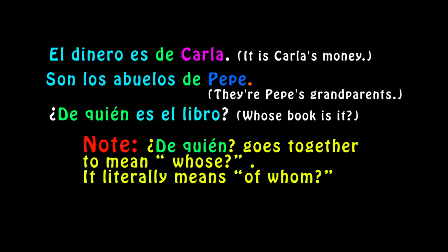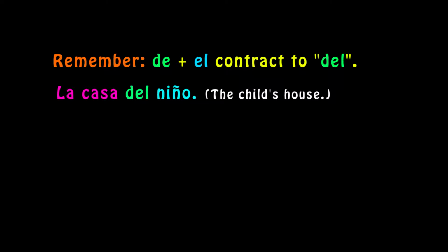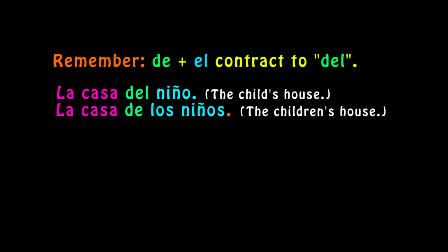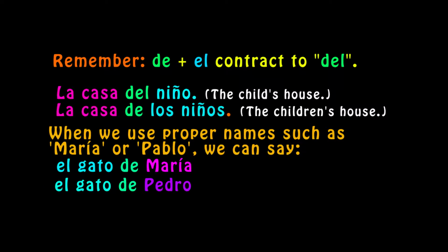Also, remember that when we have de plus el, the article el, it contracts to del. For example, la casa del niño, the child's house. But la casa de los niños, the children's house. When we use proper names such as María or Pablo, we can say el gato de María, el gato de Pedro. We do not use any articles in front of the names of people.